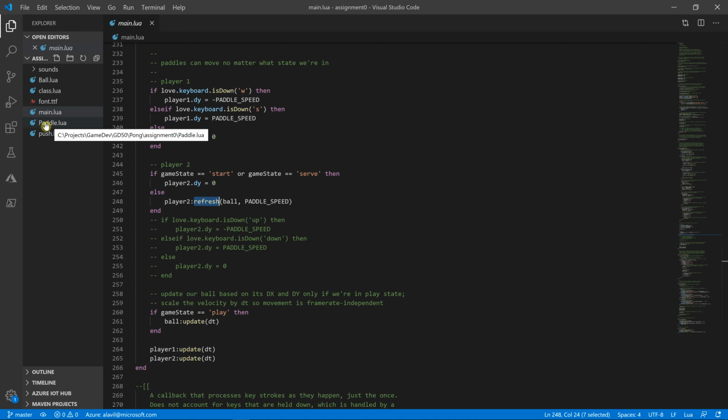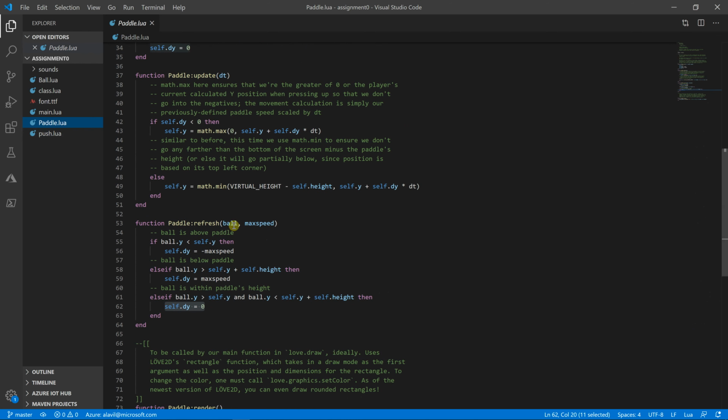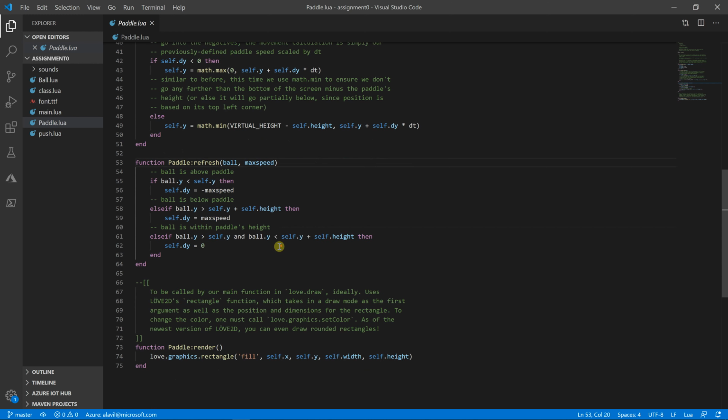So if we go to the paddle.lua file, and we have a look at the refresh function, here we have all the logic to implement the AI-driven logic. So if the ball is above or below the paddle, we move the right paddle accordingly, each frame. So at each frame, for each frame update, we move the paddle, the right paddle, up or down accordingly. So depending on how the ball is moving.